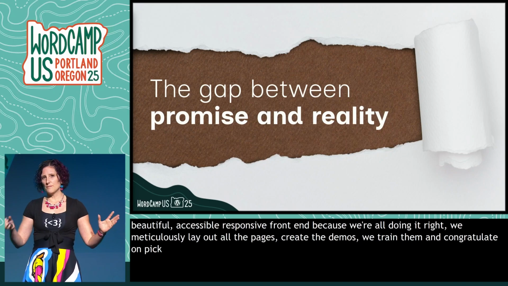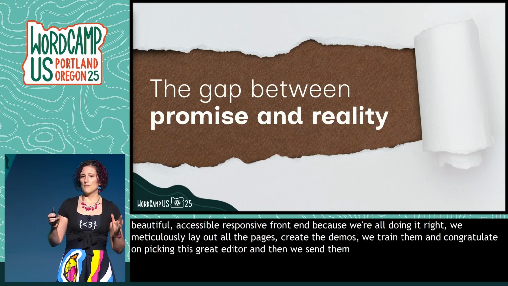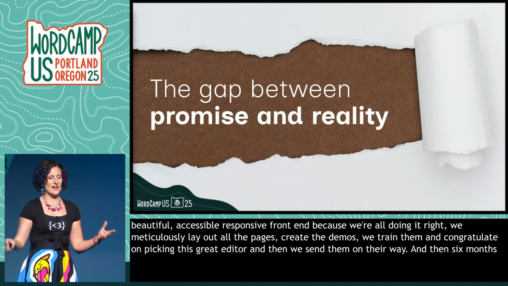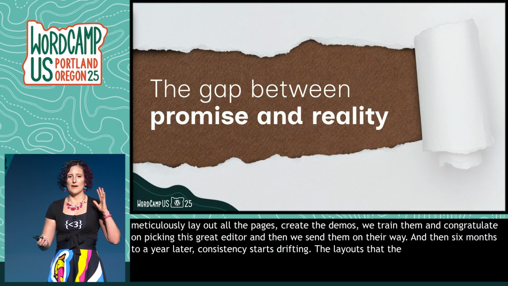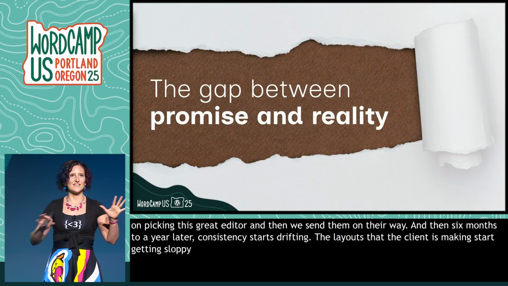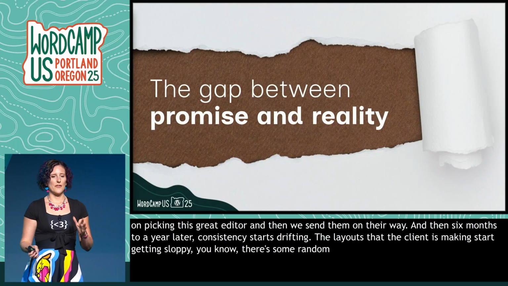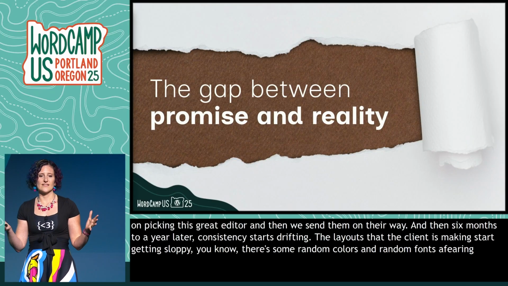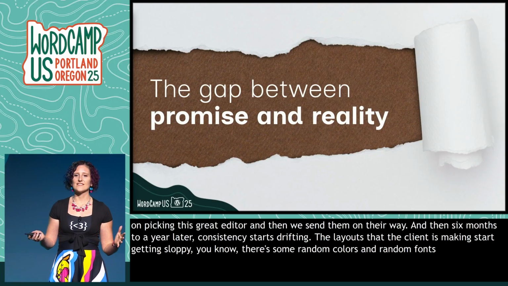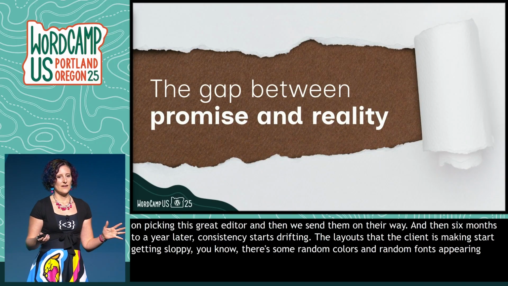And then 6 months to a year later, consistency starts drifting. The layouts that the client is making start getting sloppy. There's some random colors and some random fonts appearing. The pages are either really cluttered or really sparse. And at worst case scenario, they start posting less or give up entirely.